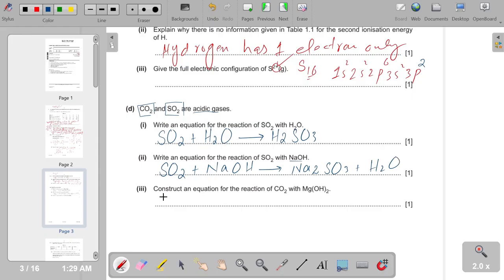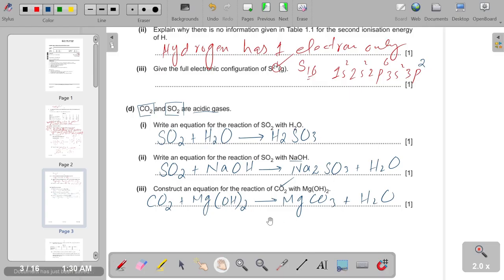Construct an equation for the reaction of CO2 with magnesium hydroxide. It's also an acidic gas, so you will get carbon dioxide reacting with magnesium hydroxide, and you will get magnesium carbonate plus water. I hope you are good, because you are a student of A level, you should be able to understand these: hydroxide carries -1 charge, carbonate carries -2 charge, for balancing this equation.